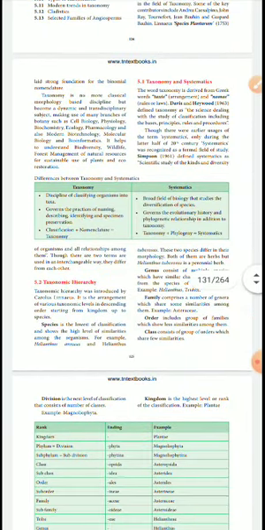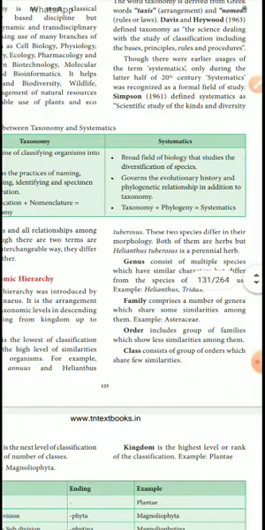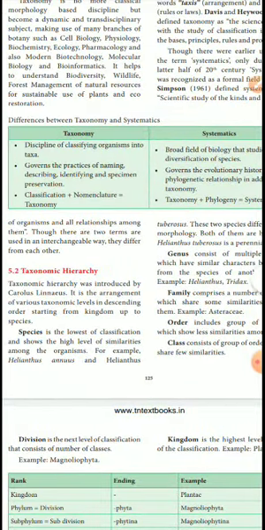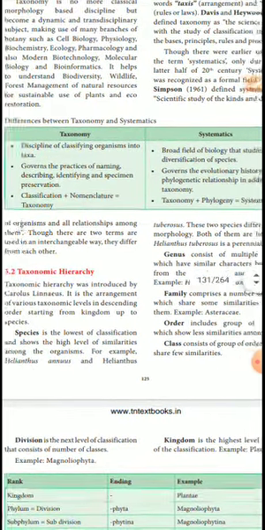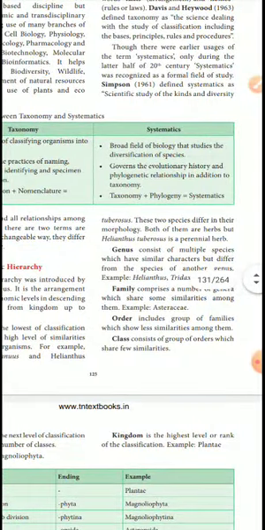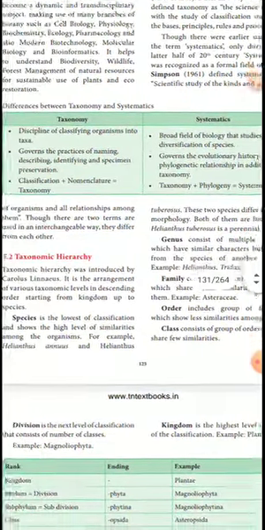Taxonomy is the discipline of classifying organisms into taxa. What is the difference between taxonomy and systematics? Taxonomy is a branch of biology that studies the differentiation of species. It covers identifying specimens, preservation, biological relationships and their history. Classification plus nomenclature is equal to taxonomy. Taxonomy plus phylogeny is called systematics.